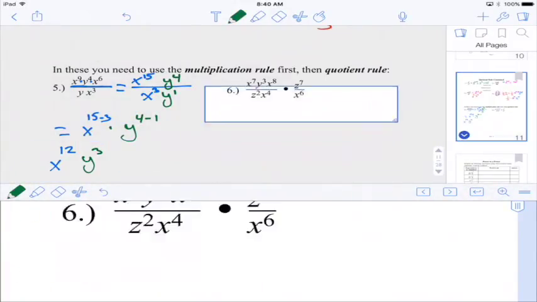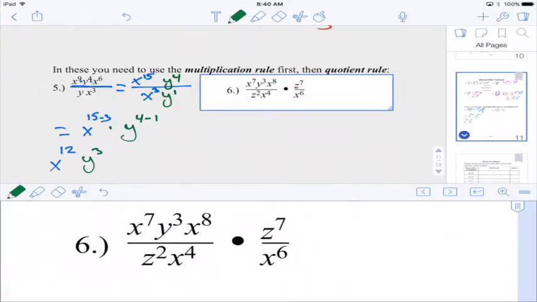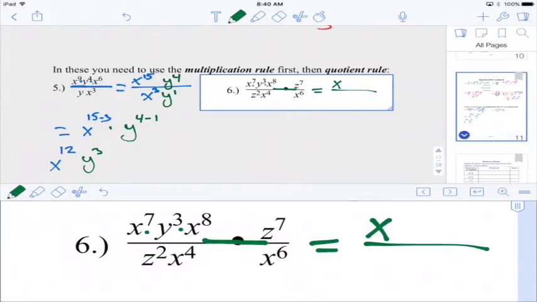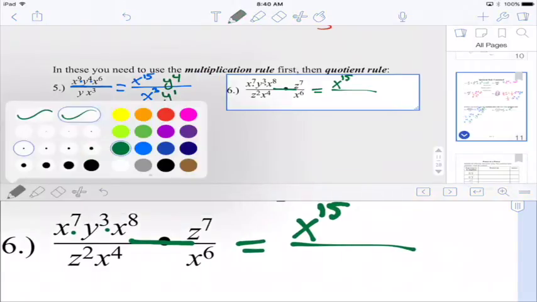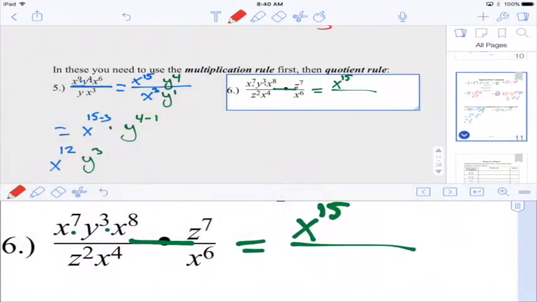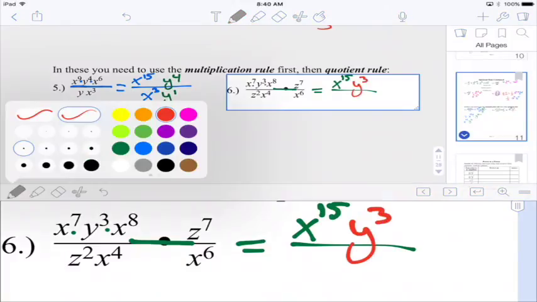I have one more example for us. We're going to use our multiplication rule first, then we're going to use our quotient rule. So I'm going to multiply my numerators, and I have x to the 7th times x to the 8th, which means x to the 7 plus 8, 15. Then I've got a y cubed, and that's my only y. And then I've got z to the 7th.